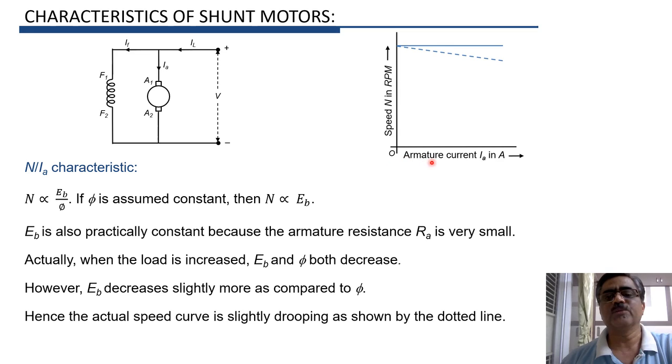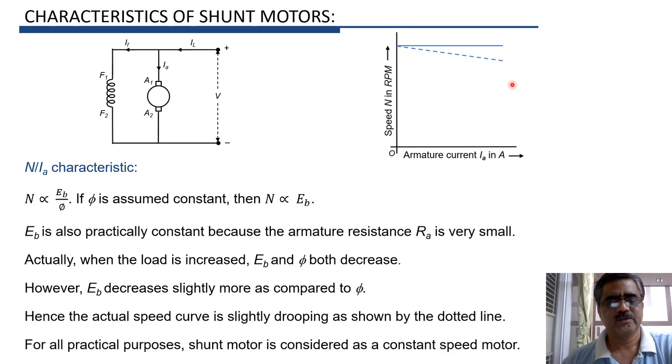So when load on the motor is increased, speed of DC shunt motor slightly decreases. For all practical purposes, we can consider DC shunt motor as a constant speed motor. Means its speed remains almost constant from no load to full load.